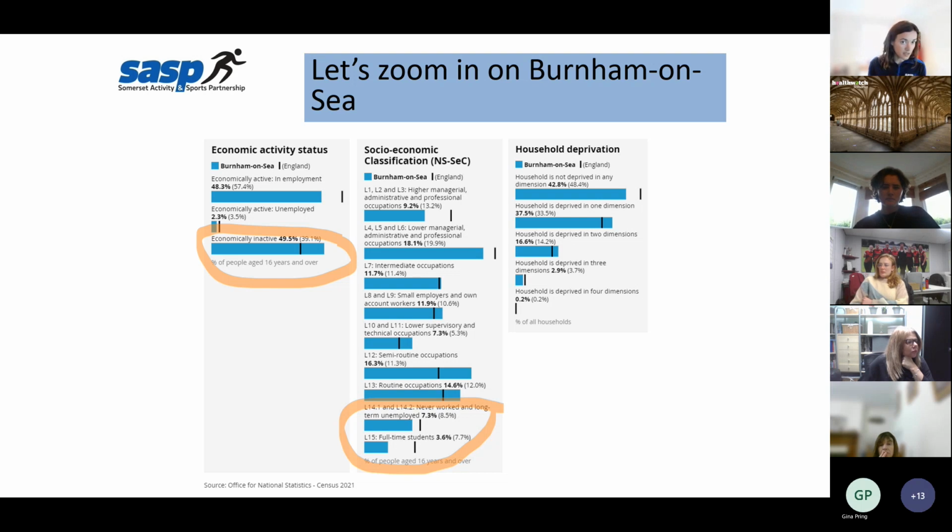What's interesting though is in the middle column, which I've highlighted in orange here, is that in Burnham-on-Sea there's actually fewer people who are long-term unemployed and fewer people who are students than the national average. So perhaps in that economically inactive group, there's probably more people who might be looking after family, might be more long-term sick, might be retired, and they might be more likely to have links with health outcomes. So it's just a way of exploring other data that might be able to tell us a bit more of a story around health outcomes and the data that's going on there for Burnham-on-Sea.